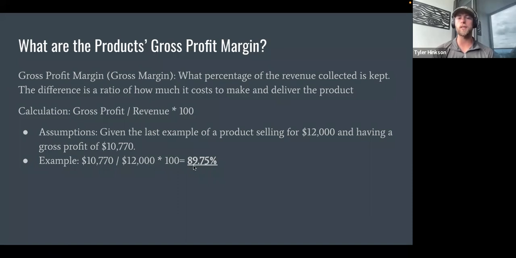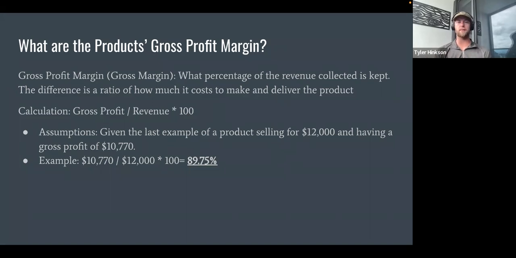It's going to give us a percentage of 89.75%. This means that of all of the revenue that we collect from a customer, we're going to keep 89.75% of that. And the difference, 10.25%, is going to be spent making and fulfilling and shipping and delivering that product to that customer.